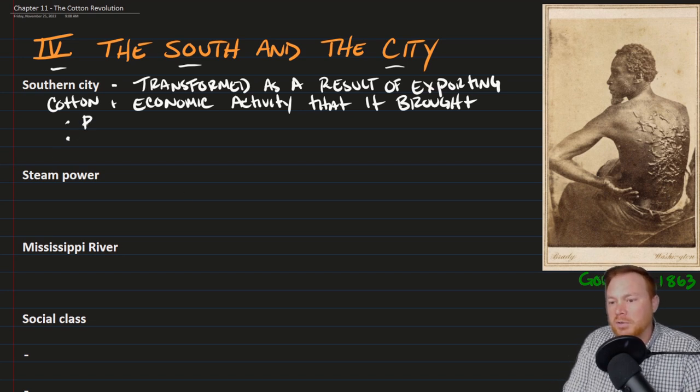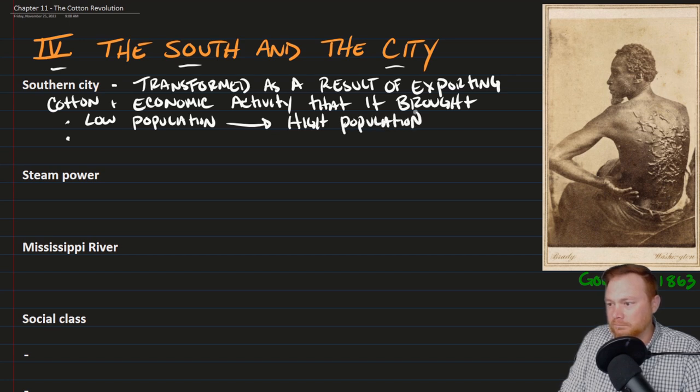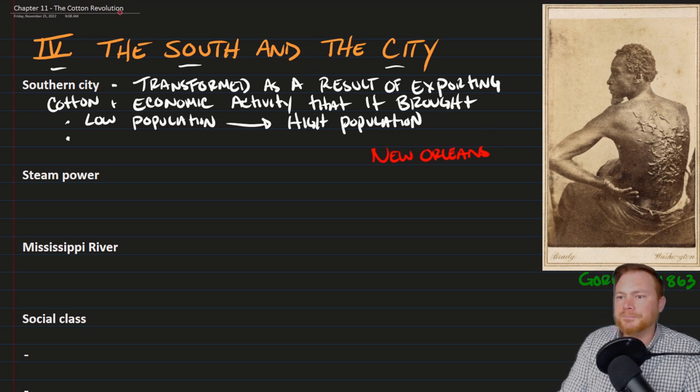One is in terms of population. And that is to say that many southern cities were very, very low in terms of population, but also began to grow pretty significantly. There are several examples that your textbook provides, but let's look at New Orleans. New Orleans ends up becoming probably the most important city in the South, and if you were to look at the top 10 biggest cities in the United States, New Orleans was the only one that was in the South. It's right at the very end of the Mississippi River, so it ends up being very, very important.